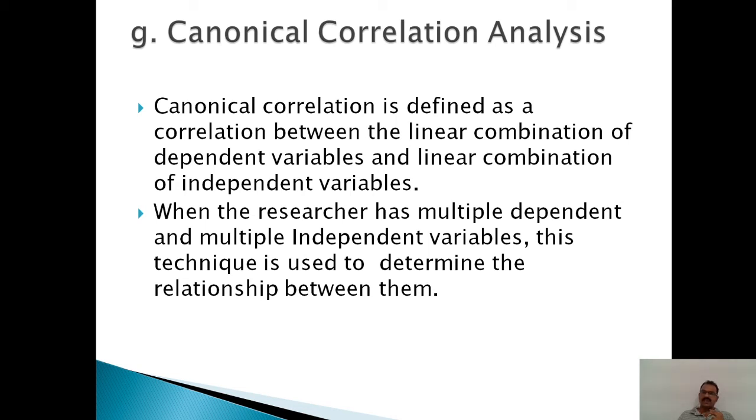When the researcher has multiple dependent and multiple independent variables, this technique is used to determine the relations between them. So when the researcher has multiple dependent and multiple independent variables, canonical correlation analysis is used to determine the relations between them.